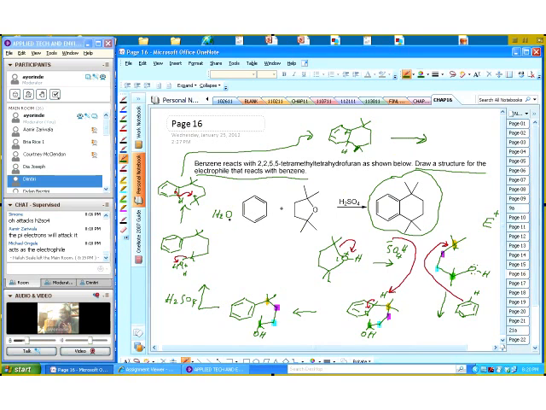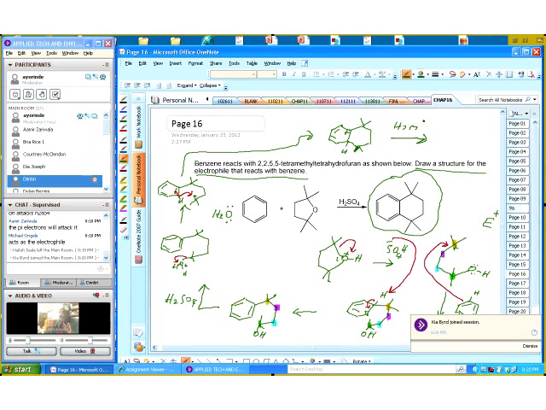Now, what happens? This water that we lost here will now act as a base. That water will come in here.